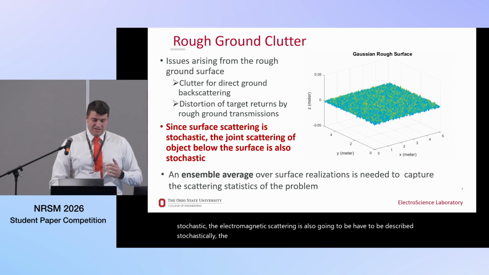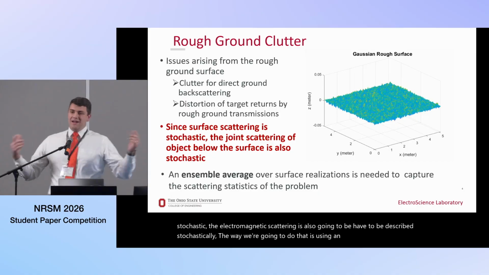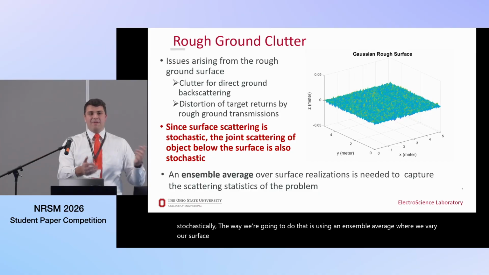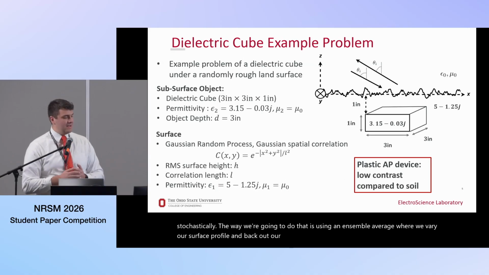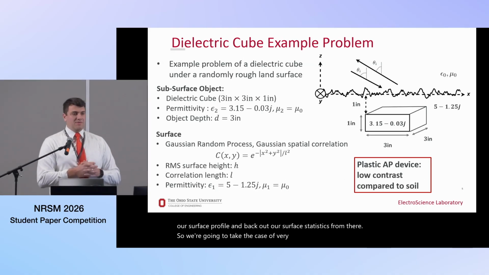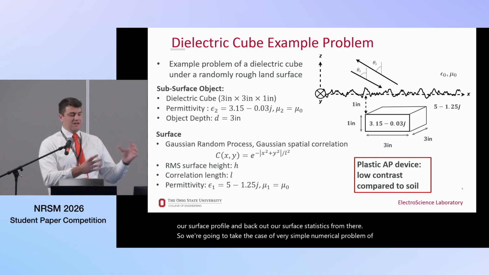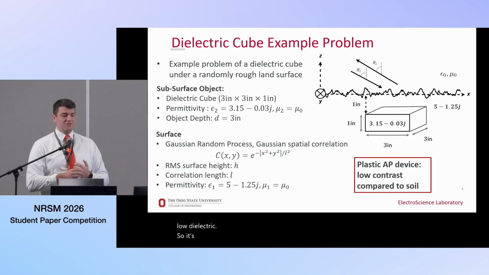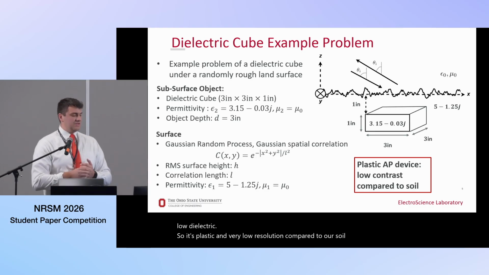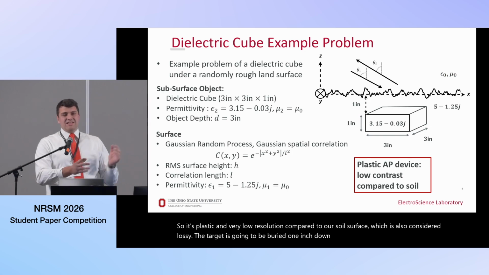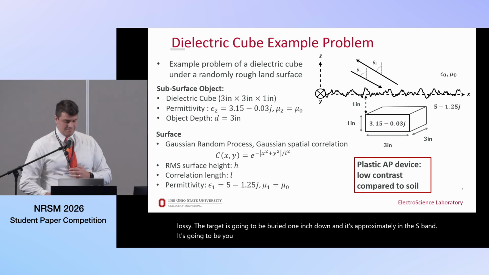The way we're going to do that is using an ensemble average where we vary our surface profile and back out our surface statistics from there. So we're going to take the case of a very simple numerical problem of a dielectric cube of low dielectric, so it's plastic, and very low resolution compared to our soil surface, which is also considered lossy. The target is going to be buried 1 inch down, and it's approximately in the S band. It's going to be around a wavelength.